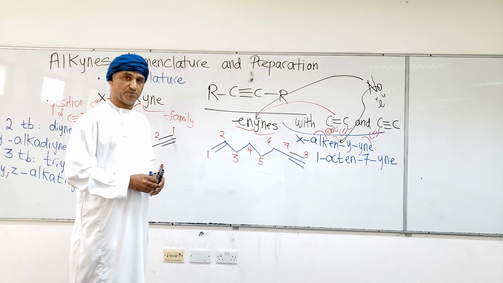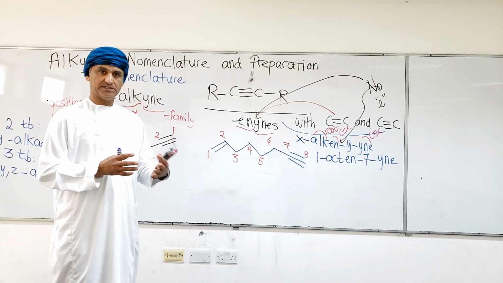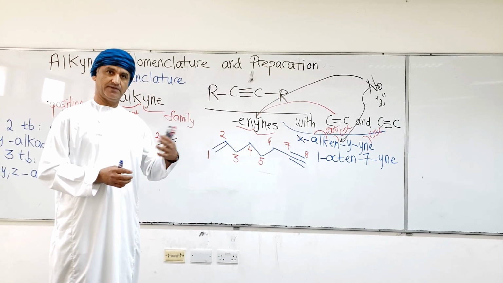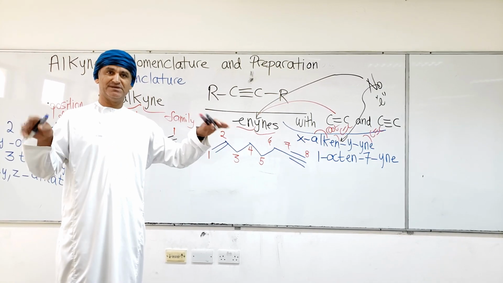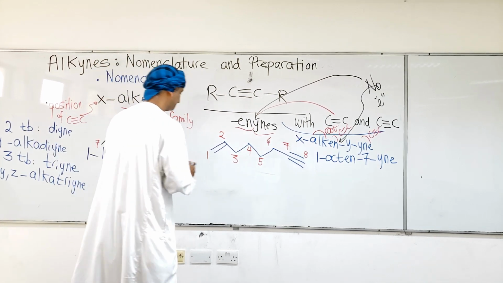What if now the numbers are different? What if the locations of the carbon-carbon double bond and the carbon-carbon triple bond are not at the termini, if you like, of the chain? So let's take an example.